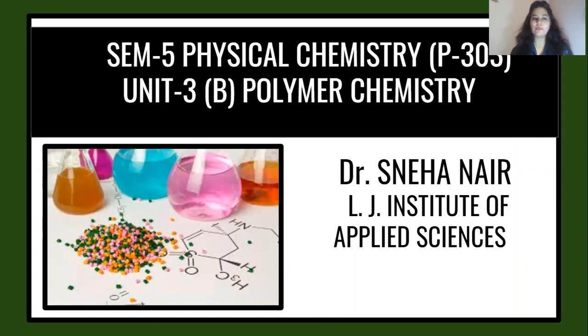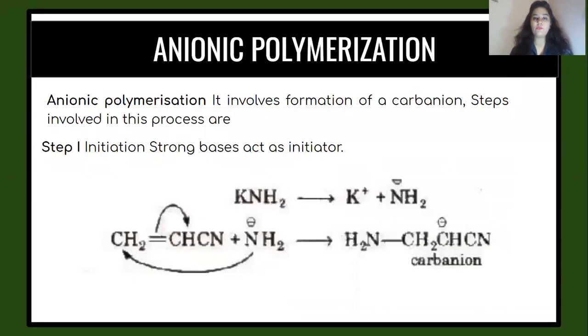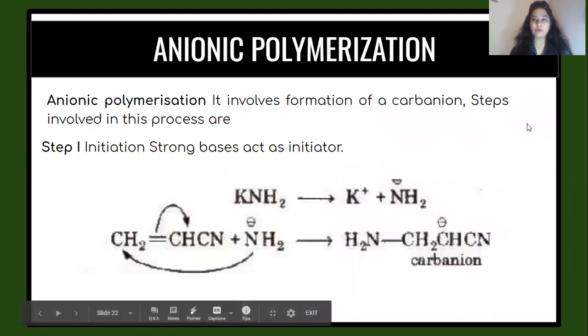As you all know, we had started with the addition polymerization, and in the addition polymerization we have already completed the free radical and the cationic polymerization. Now we'll move on to the part 3 of the addition polymerization technique, which is called the anionic polymerization.